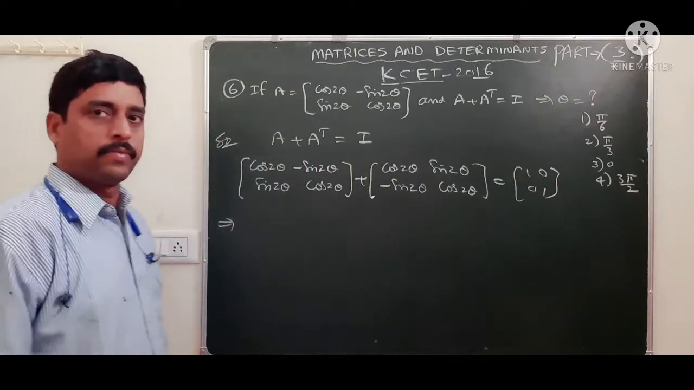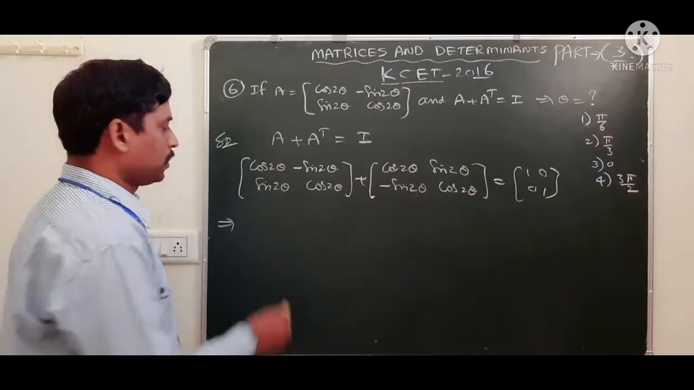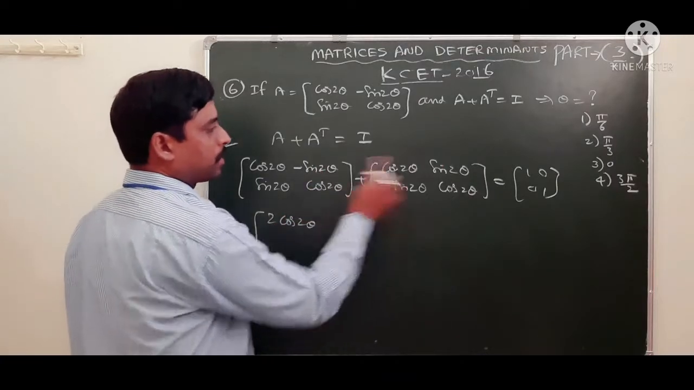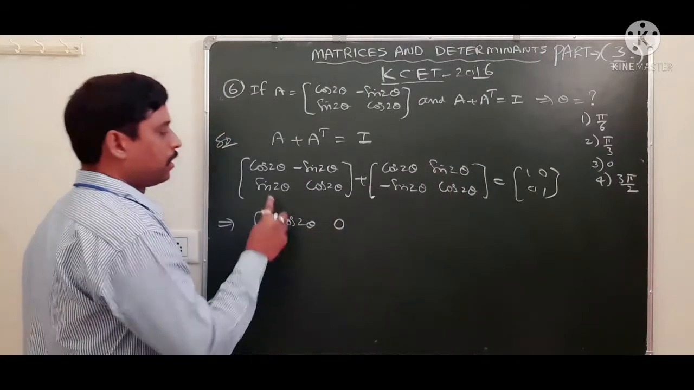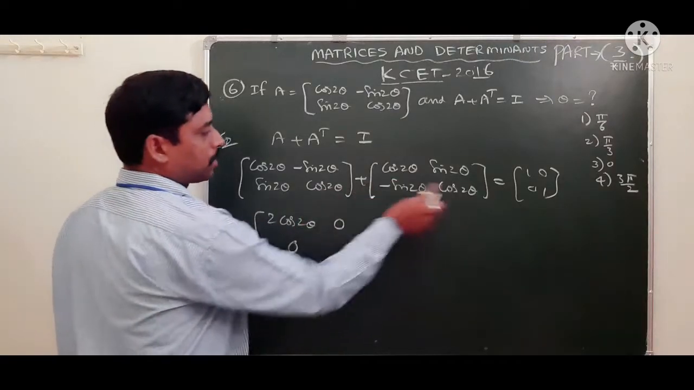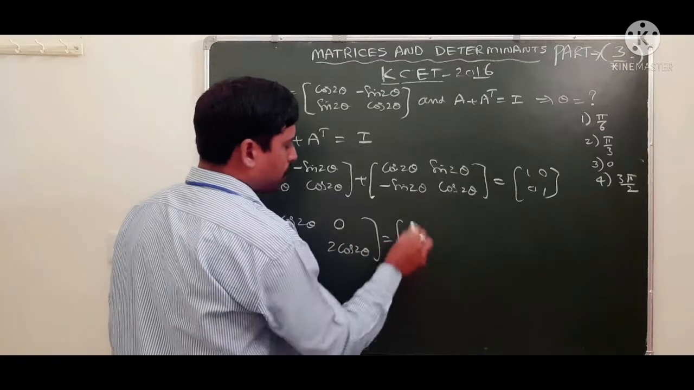Now this is going to be cos 2 theta plus cos 2 theta, 2 cos 2 theta. The sin 2 theta terms get cancelled, giving 0. So the matrix with 2 cos 2 theta on the diagonal is equal to 1, 0, 0, 1.